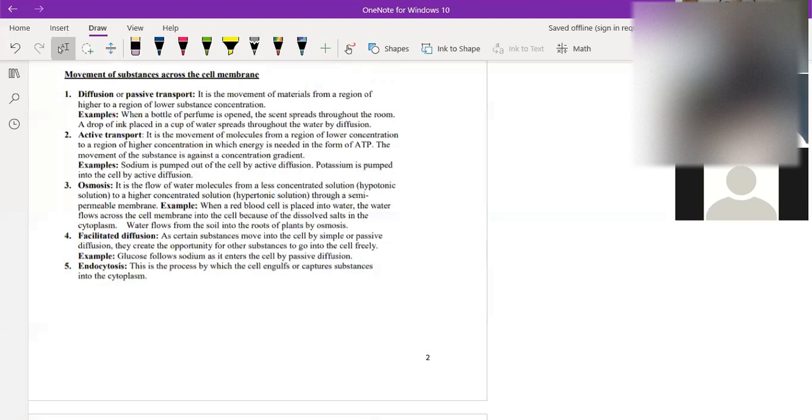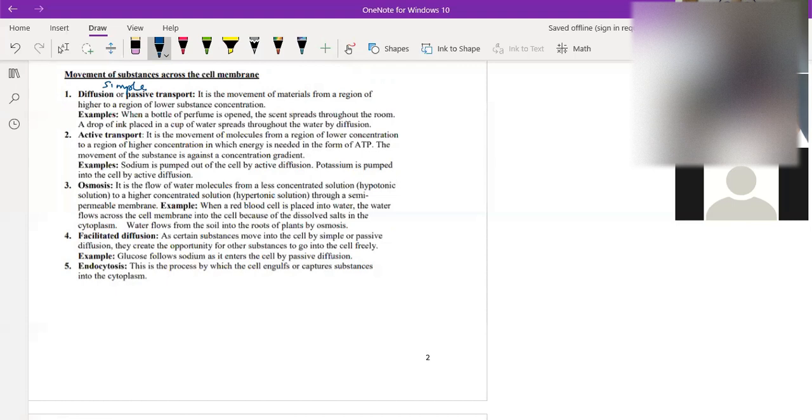Now the first one I want to talk about is diffusion. Diffusion or passive transport. Some people call that simple diffusion. If you see all those words, they mean the same thing. So simple diffusion is the movement of materials from a region of higher concentration to a region of lower concentration. Example, when you open a bottle of perfume, the scent spreads throughout the whole room, right? So that is simple diffusion.